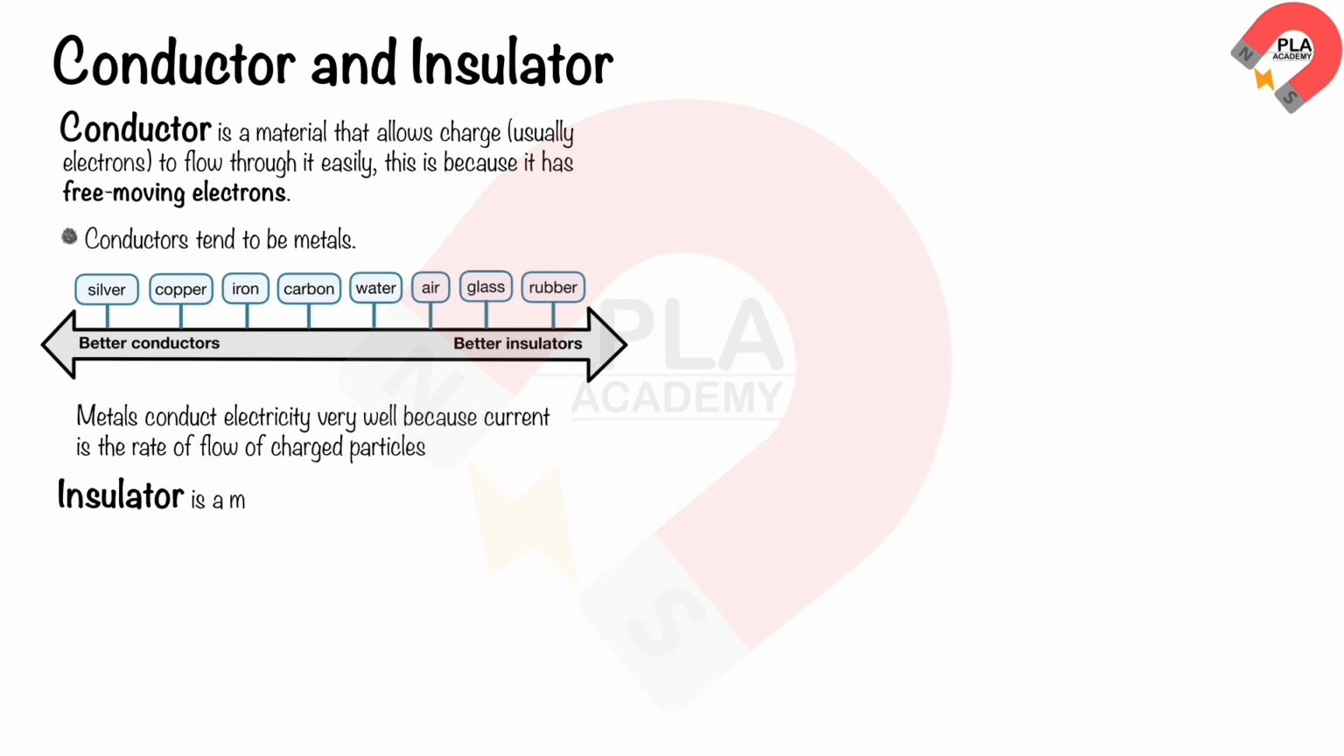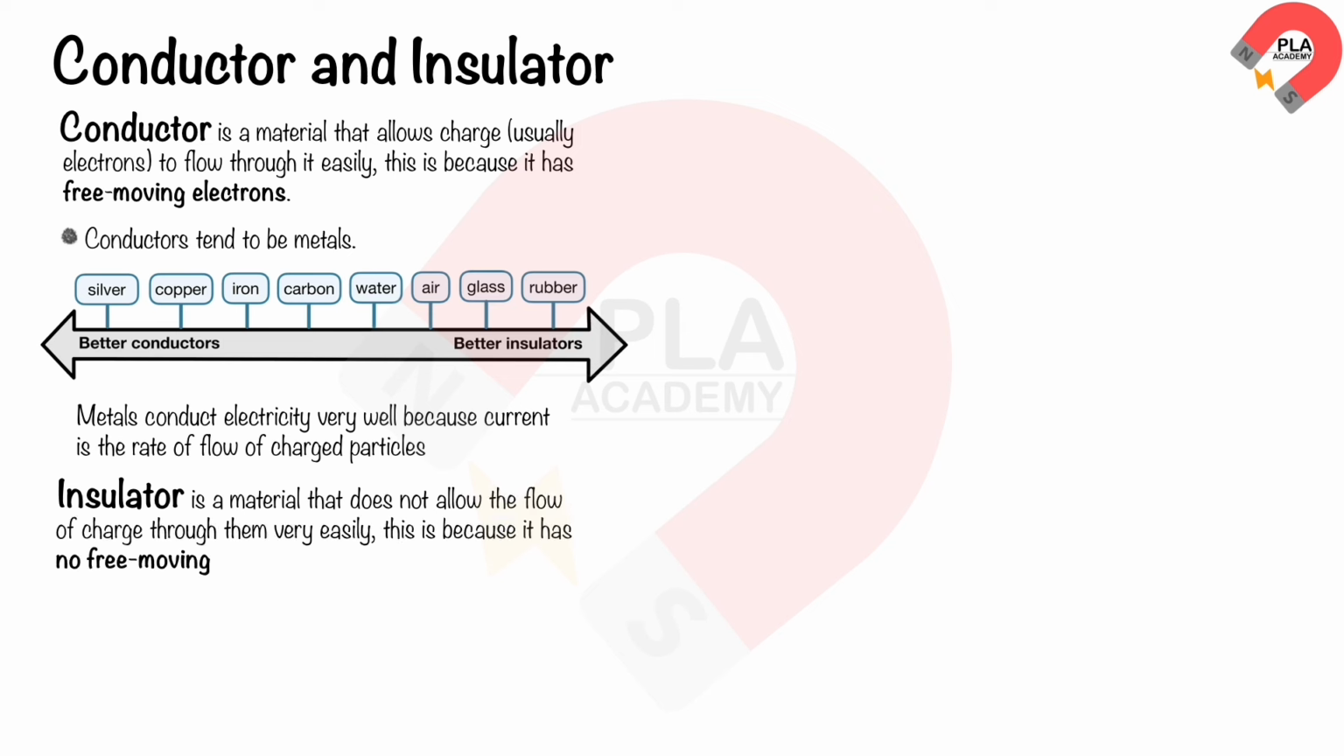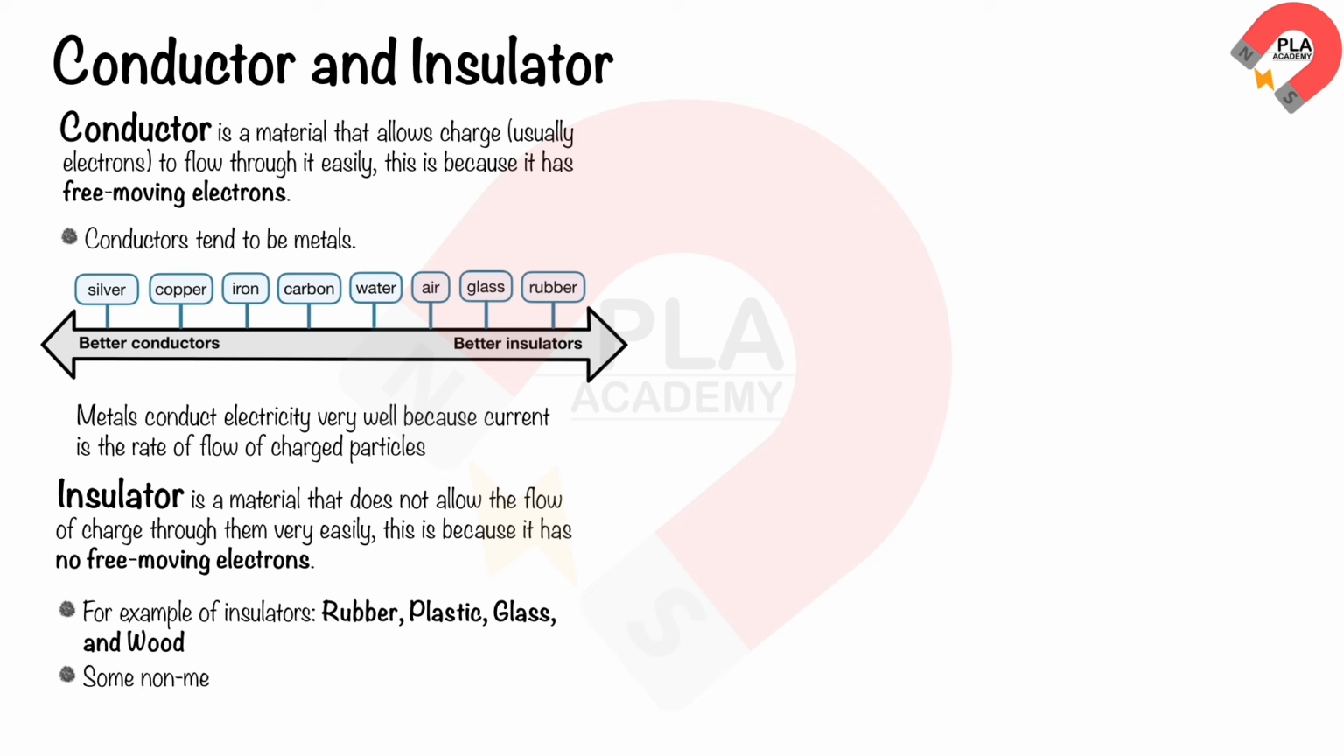An insulator is a material that does not allow the flow of charge through it very easily. This is because it has no free-moving electrons. Examples of insulators are rubber, plastic, glass, and wood. Some nonmetals, such as graphite, allow some charge to pass through them, so graphite is a conductor.